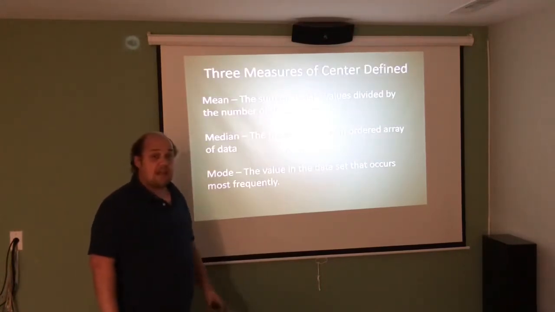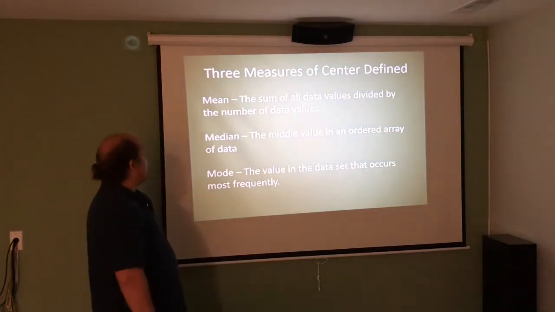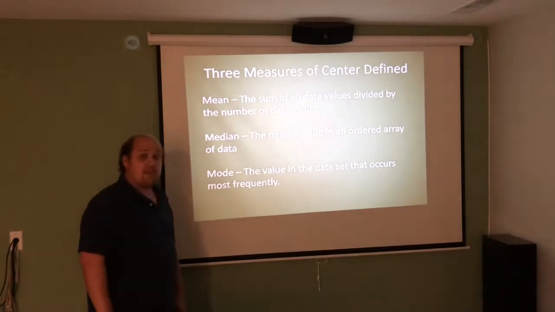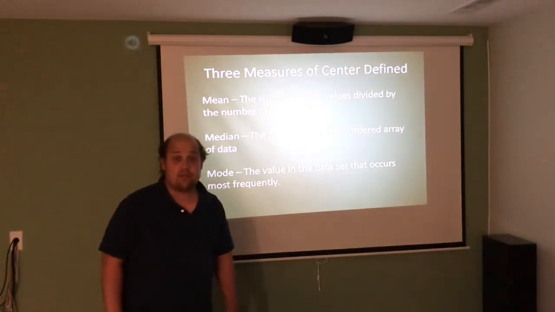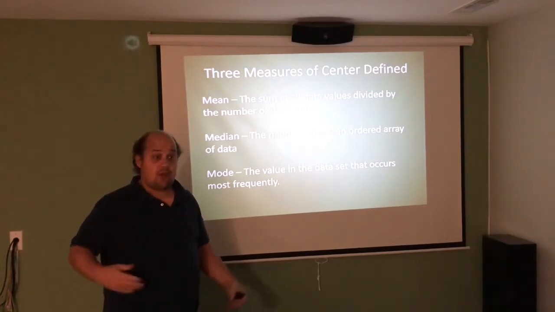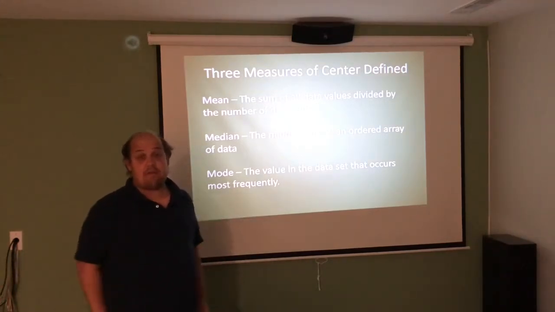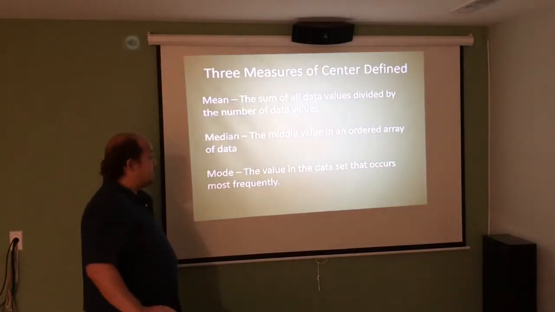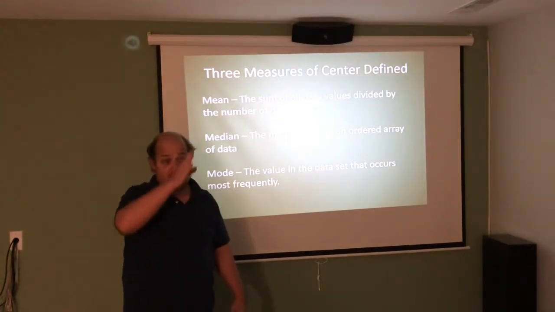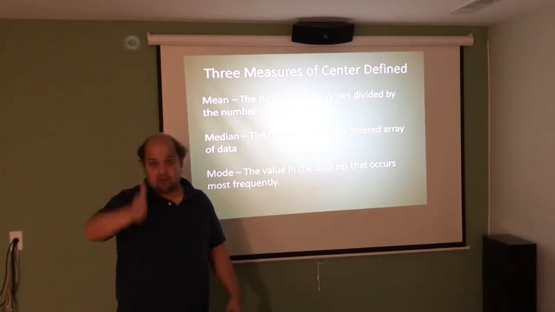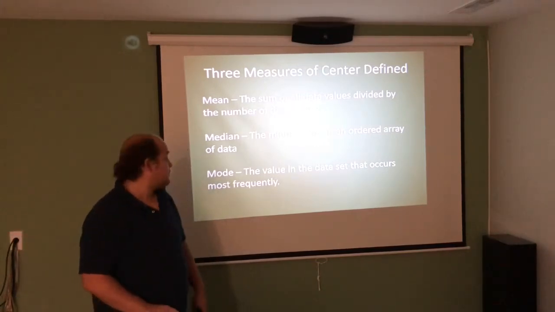Just to define what these three terms mean, the mean is the sum of all the data values divided by the number of data values. Normally it's called an average, but mean and average mean the same thing. Basically, I add them all together and divide by how many they are. For median, it's the middle value in an ordered array of data. If I line everything up from the smallest data point to the largest, it's what occurs in the middle of all the data points.